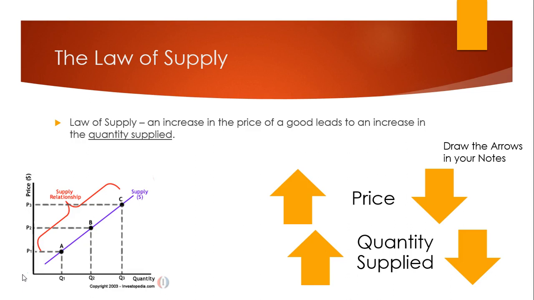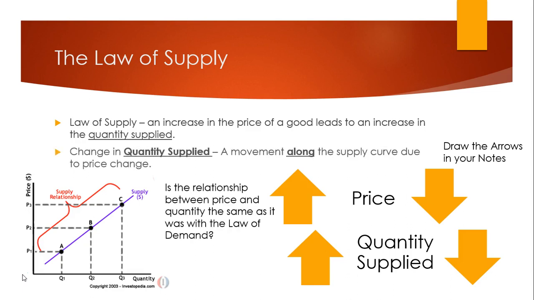Our law of supply is an increase in the price of a good leads to an increase in the quantity supplied, or vice versa. A decrease in the price will lead to a decrease in quantity supplied. So when we say quantity supplied, remember it's a movement along the curve. It's caused by a change in price. It's not caused by something else causing the entire market to change. So we have to make sure we see that.